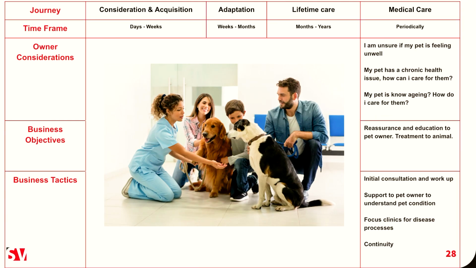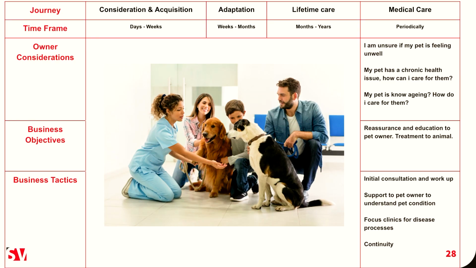The next part of the journey is medical care. As we mentioned, this is periodically. What would the owner be considering? I'm unsure if my pet is feeling unwell. My pet has a chronic health issue. How can I care for them? My pet is now aging. How do I care for them?